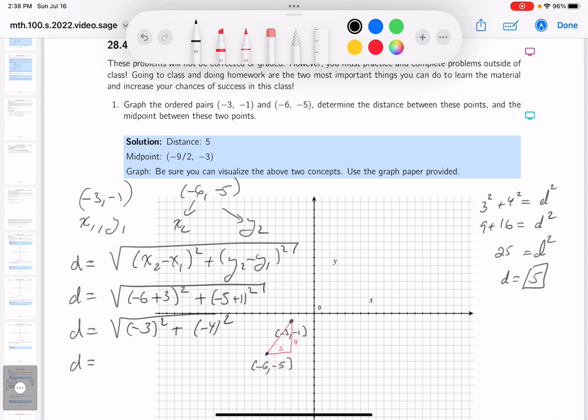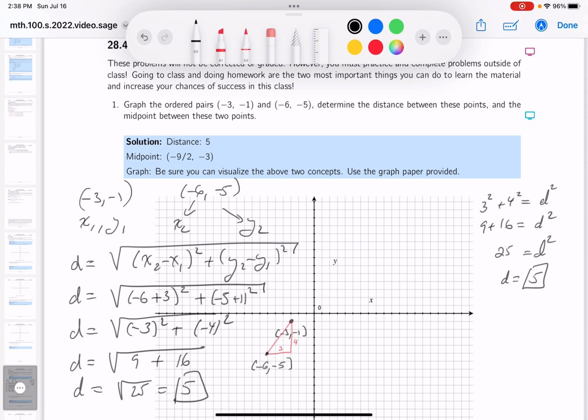D equals, well, what does that give you? 9. And that gives you 16. Like we said, these numbers are going to keep popping up. 9 plus 16 is 25. And what do you get? You get 5. No matter how you look at it, you get 5. All right? So let me just read that again to you, graph it. We did do that. Determine the distance between the 2 points and the midpoint.